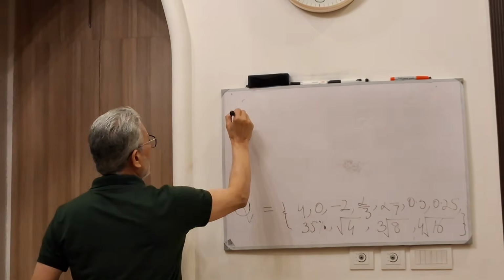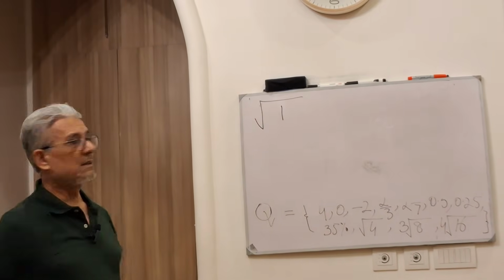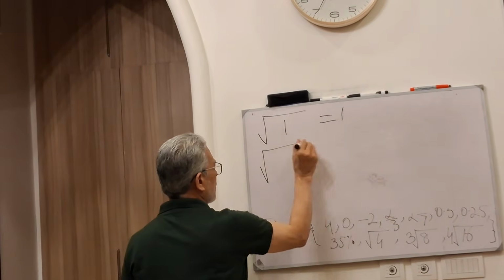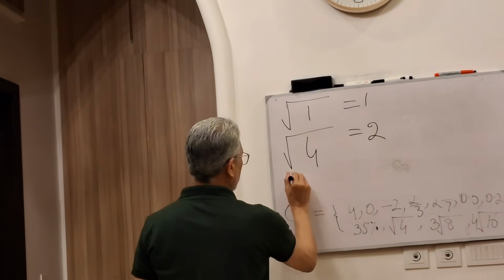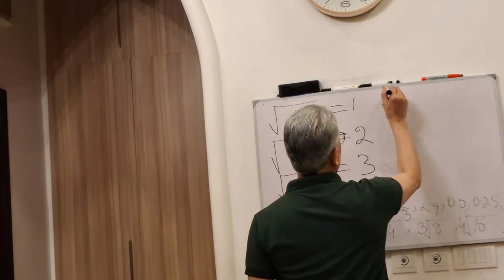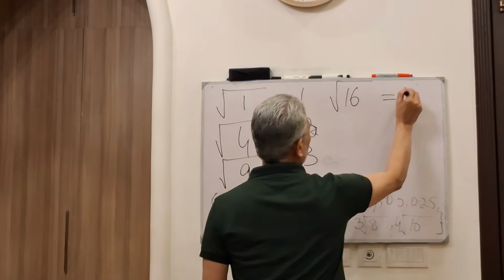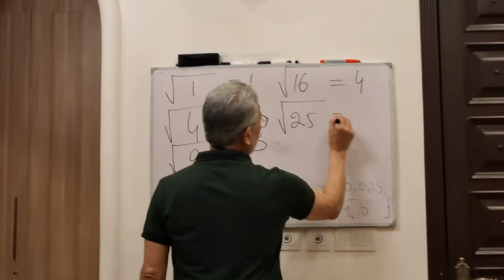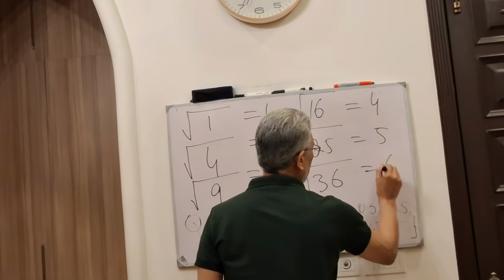What about the square root of 1? What is the answer of square root of 1? 1. What about this? Square root of 4. What is the answer? 2. What about this? Square root of 9. What is the answer? 3. What about this? Square root of 16. Answer is 4. What about this? Square root of 25. Answer is 5. What about this? Square root of 36. Answer is 6.